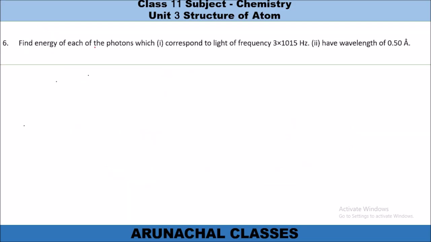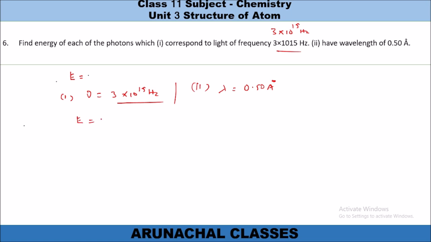That is question number 6. In this question number 6, it is said to find the energy of each photon. We need to find the energy of each photon which corresponds to light of frequency nu, given as 3 multiplied by 10 power 15 hertz. And here we have a second part, which has a wavelength lambda of 0.50 angstrom. Let us solve this one. We know that a photon is a packet of energy, and E equal to h nu is the given relationship.